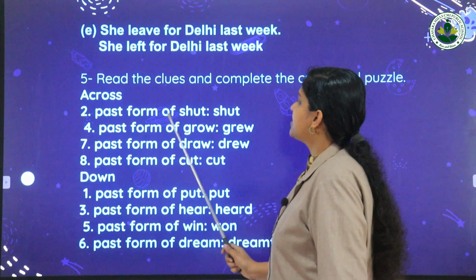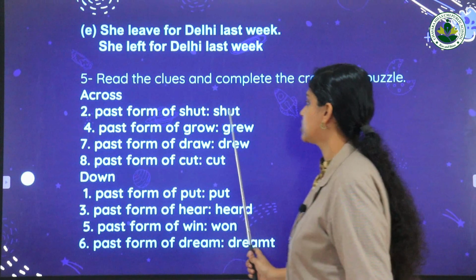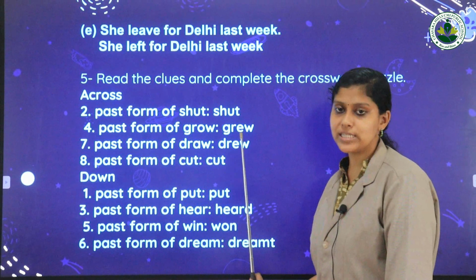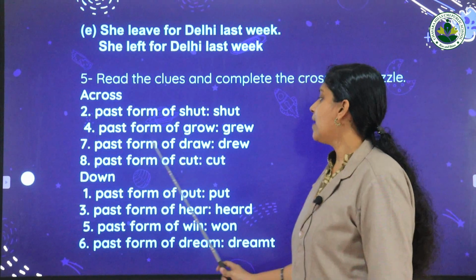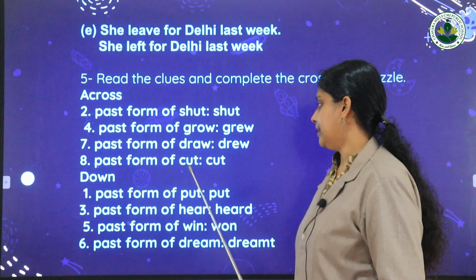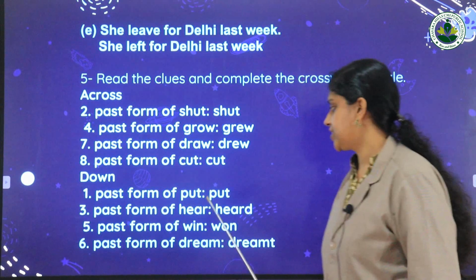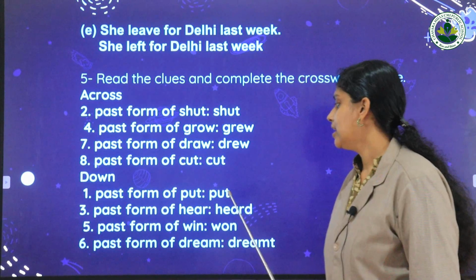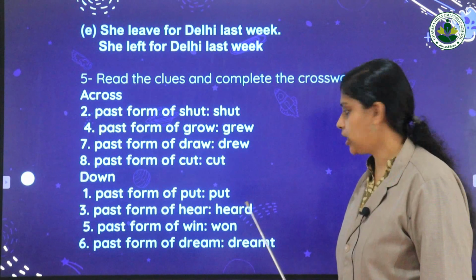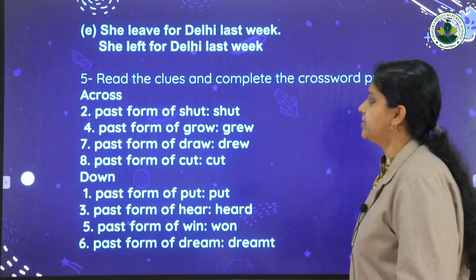First one, past form of shut. This one is the correct answer. Shut is the past form of the verb shut. Past form of grow. Grew is the past form of the verb grow. Past form of draw. Drew is the past form of draw. Then cut. Past form of cut is cut. Then next one, past form of put. Put is the past form. This is an irregular verb. Then past form of hear, heard. This is a regular verb. Then win, won, dream, dreamed.